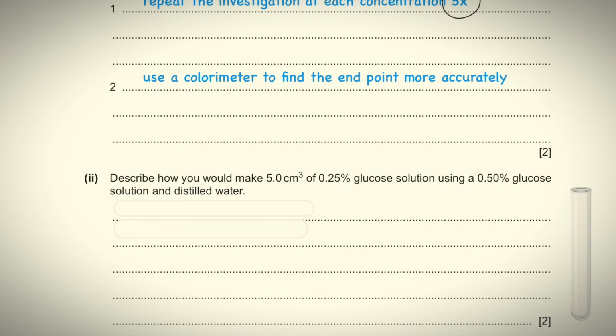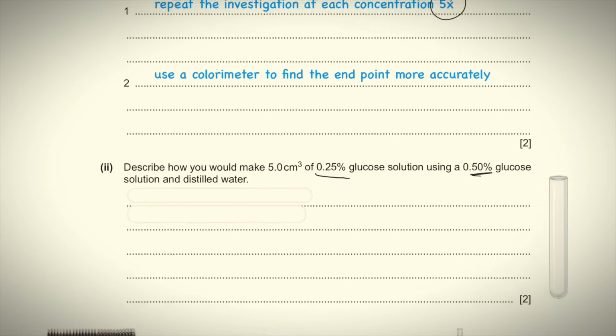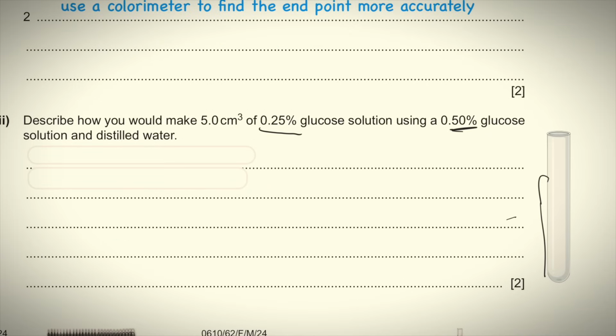They also wanted you to do a small calculation here. They said, if you are to prepare 0.25 glucose from 0.5 glucose, how are you meant to prepare it? So again, the total volume that I'm planning to prepare is 5 cm cubed. And I want the concentration to drop by half, right? I want half of the concentration that I have in the original solution.